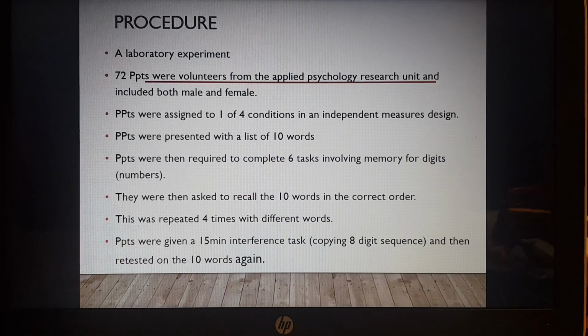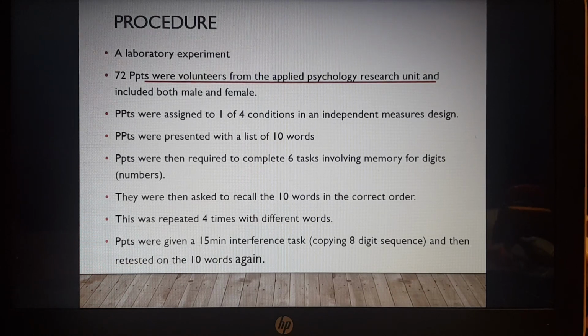So it was a lab experiment, and a lot of the studies in the cognitive approach are carried out as lab experiments, which obviously makes them all the more reliable and valid. So it's a good study. 72 participants were volunteers from an applied psychology research unit and included a mixture of both male and female participants. Once they were selected, participants were assigned to one of 4 conditions in an independent measures design.